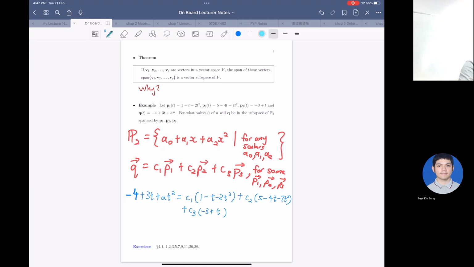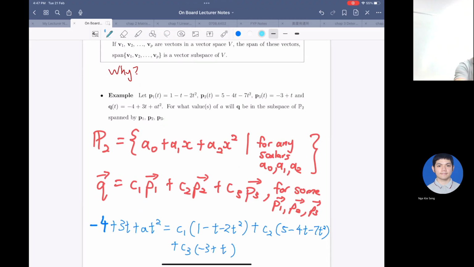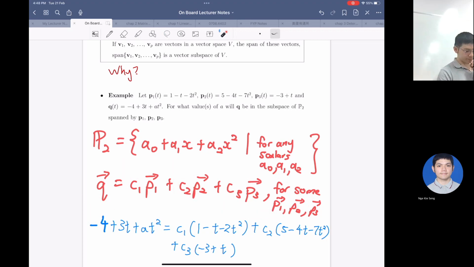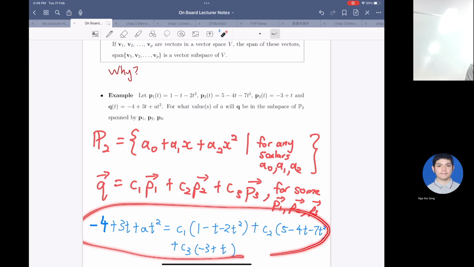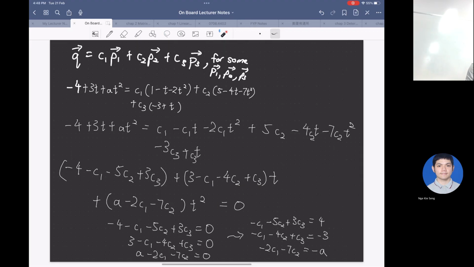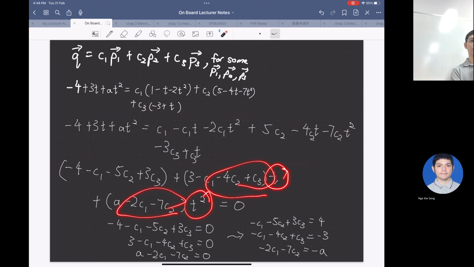So let's recap this question again. Given 4 polynomials, you want to decide whether Q can be written as a linear combination of the given 3. If you set out the vector equation here, you want to find C1, C2, and C3. If you multiply them out, it is like this. After opening, something like this. So typically you compare the degree 0 part, the constant part. You compare the t part. You compare the t squared part, the coefficient of t squared, right?